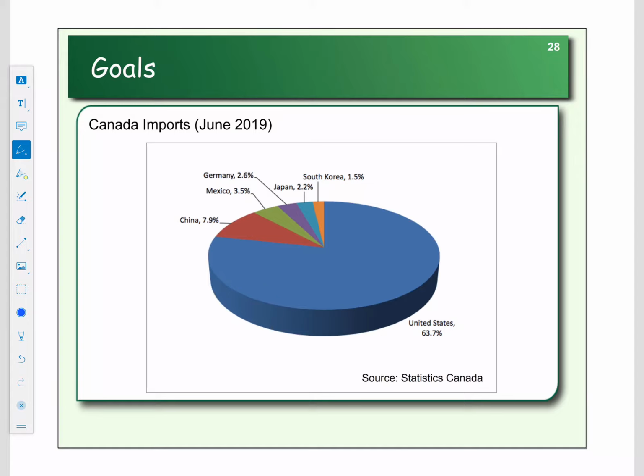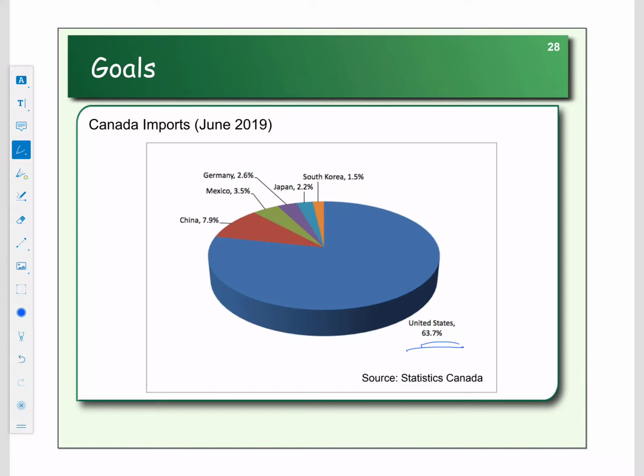When we look at who we import from, so who we buy the most goods from, we buy most of our goods from the US. Notice that our imports from China are about 8% compared to about 64% from the US.